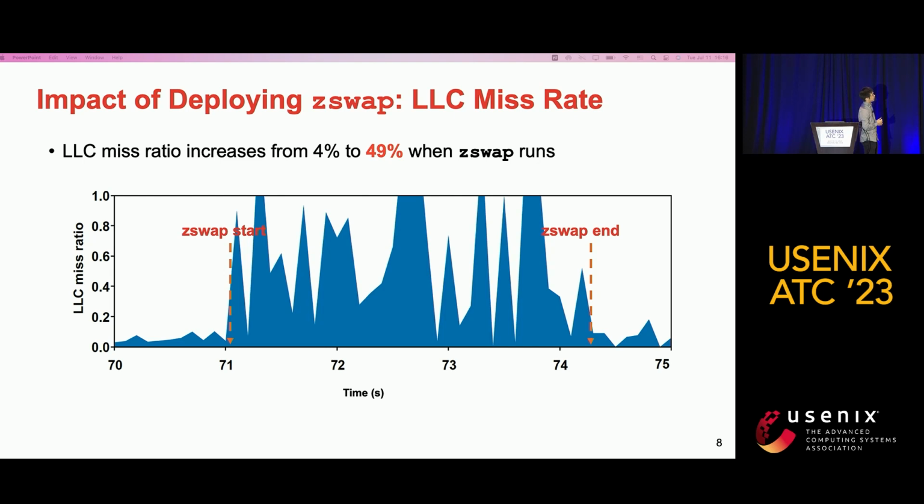And we do some average calculation during this zswap time period, and it's about 49% compared with 4% when there's no zswap running.